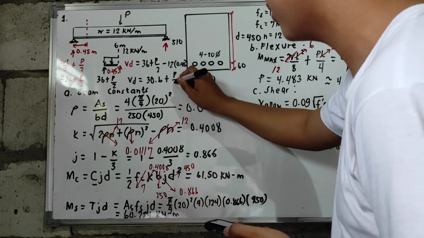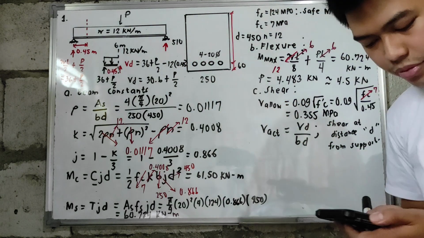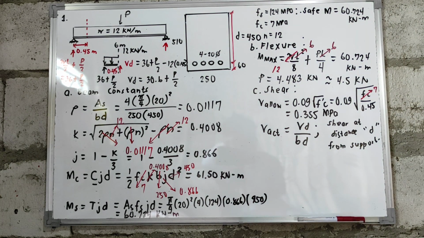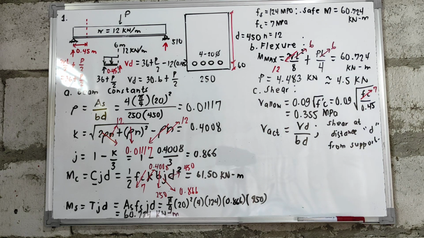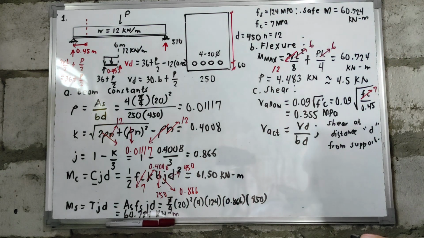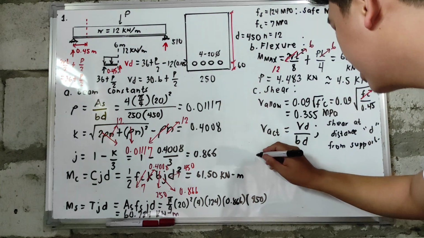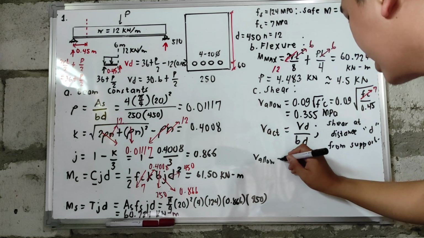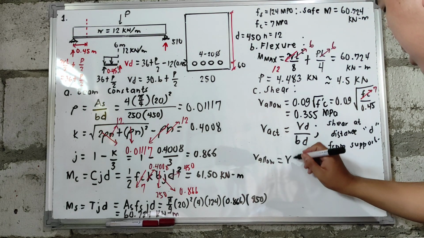plus P over 2. So ngayon, may value na tayo ng shear natin at D. Diba? Ng shear at distance D from the support. Makukuha na ngayon natin yung value ng V actual natin. Kaso nga lang, para makuha natin yung value ng P natin, yung gagawin natin is V allowable, i-equate natin sa V actual.